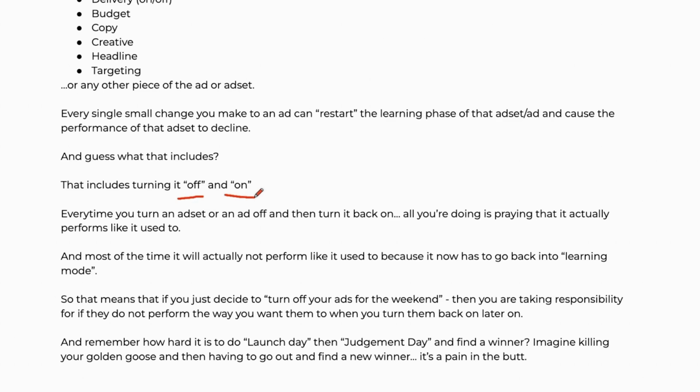And at that point, you have no idea and you're just praying that it actually performs like it used to. And there's a high chance that it may not perform the way that it used to. So it used to be a winner, but guess what? It now goes into being a loser. And that could be with the exact same ad, the exact same creative, the exact same copy, the exact same audience, because the segment of the audience that the pixel targets may change and it's no longer going to be a winner anymore, okay? And so if you decide to turn your ads off for the weekend, then you are taking full responsibility if your ads don't perform the way that they used to when you turn them back on. Well, guess what?